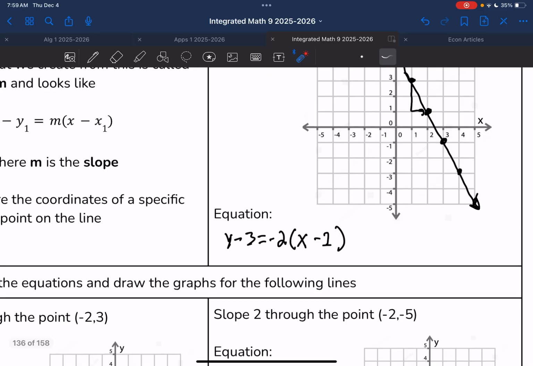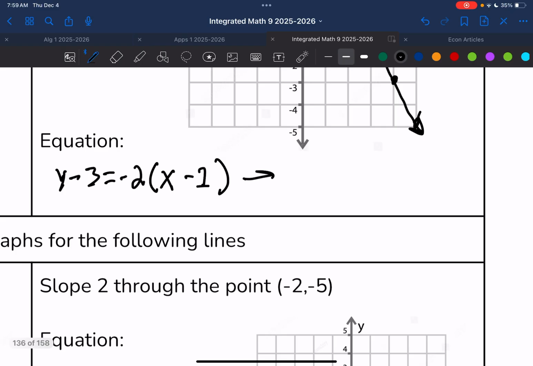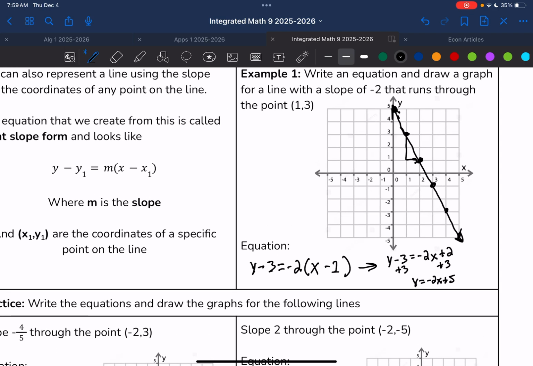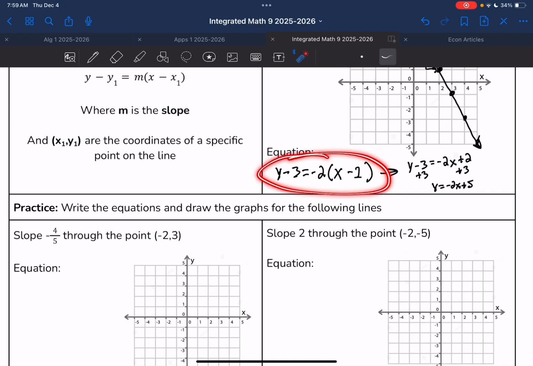And the other thing I want to note is that if we wanted to, say, convert this to y equals mx plus b, it wouldn't be that hard, right? We could do y minus 3, and then distribute to get -2x plus 2, and then add 3 to both sides to get y is equal to -2x plus 5. And that is the slope-intercept form that matches our graph. So we have a reasonableness check. So you're welcome to do that. If you don't like point-slope form, if you can get the right graph, unless it's specifically asking for point-slope form, you can always just convert it to be slope-intercept form.